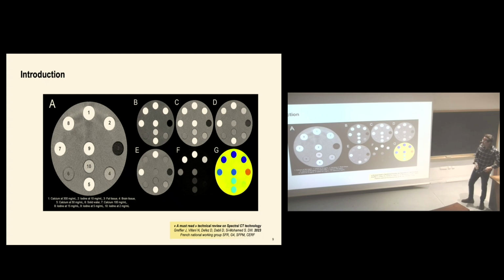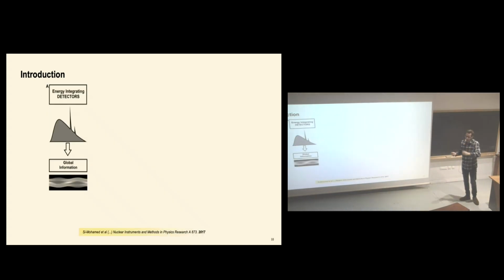So spectral CT imaging is to provide more contrast in CT imaging, to propose a characterization of some tissue, and to push the limits of conventional CT. So how can you do that currently?